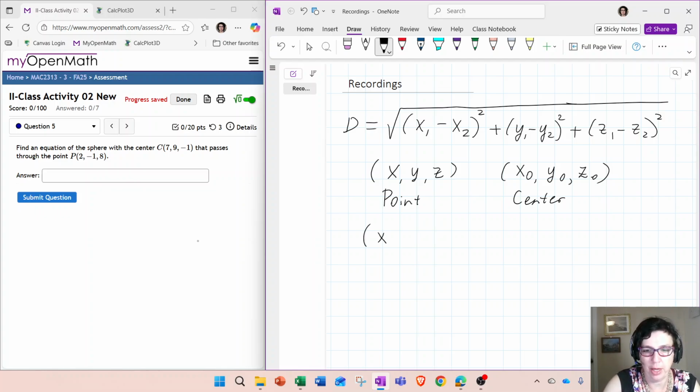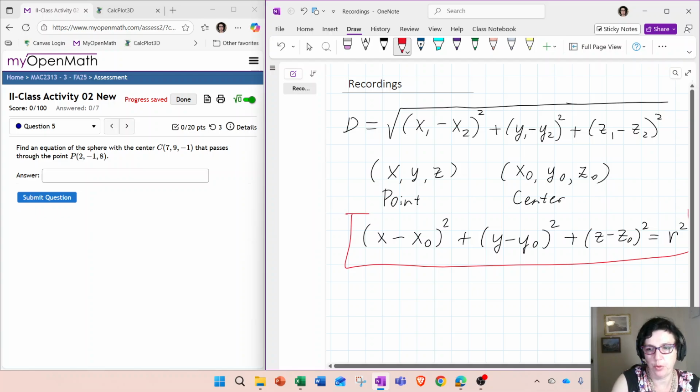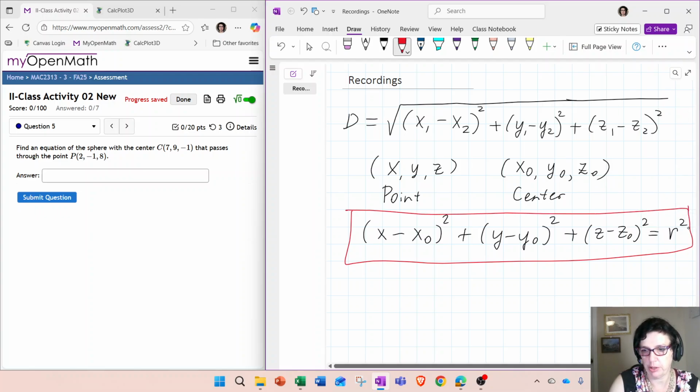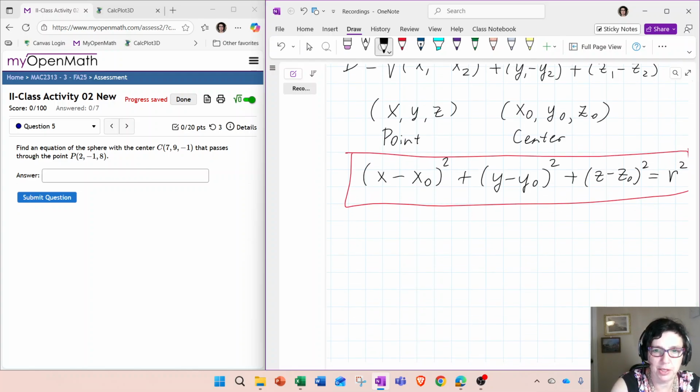So here is how we get the equation of a sphere. We're going to say, x minus x0 squared plus y minus y0 squared plus z minus z0 squared is going to be equal to the radius of the sphere squared, right? Because remember, the radius of the sphere is the distance from a point to its center. So this is your equation of a sphere. And I usually provide a formula sheet, so you don't have to memorize it, even though it's not that hard to remember.